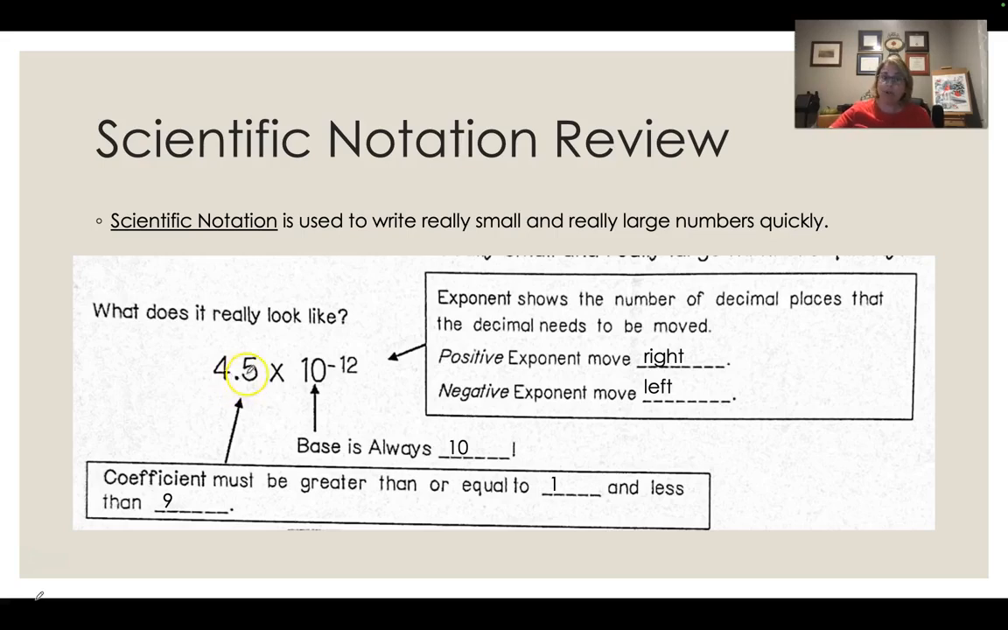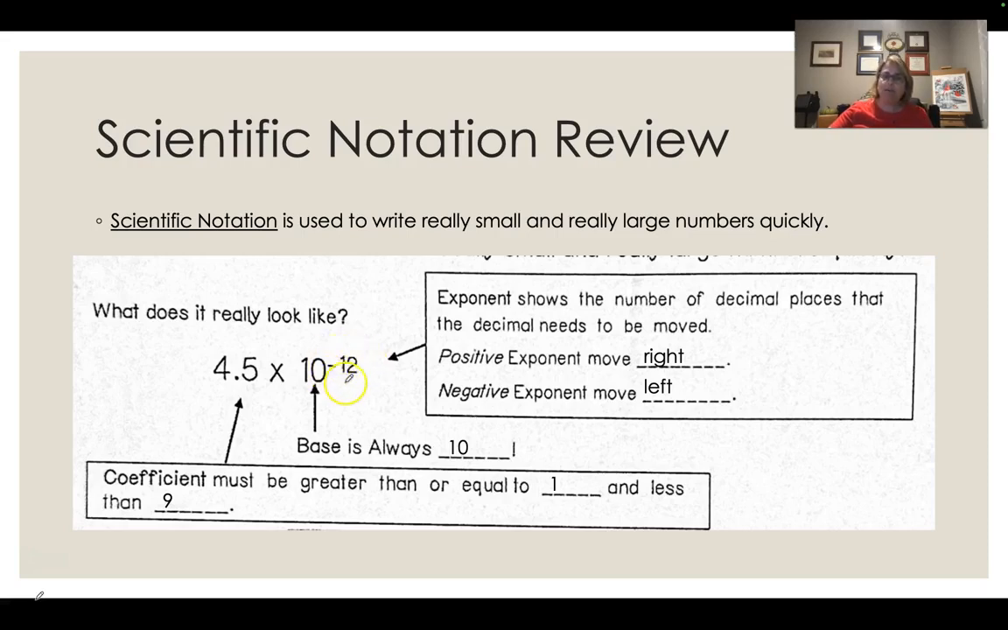You can have a decimal, as you see here, and you can have as many numbers as you wish after the decimal. You're going to multiply that by 10 to some power. This base number always is a 10. And then the exponent tells us what type of number we have. So if that exponent is negative, it tells us that we have a very small number, something that's less than 1. If that exponent is positive, then we know we have a large number.